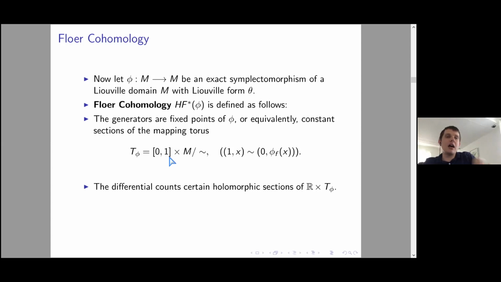Oh yeah, and I'm not going to say much about the differential, but it basically counts holomorphic sections of the mapping torus cross R. That's the way I like to think about it. There's another way of thinking about the differential as some count of strips on M, but I prefer to think of it as holomorphic sections of R cross T phi, the mapping torus.